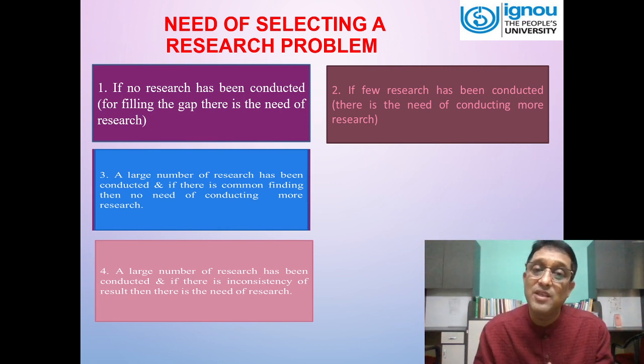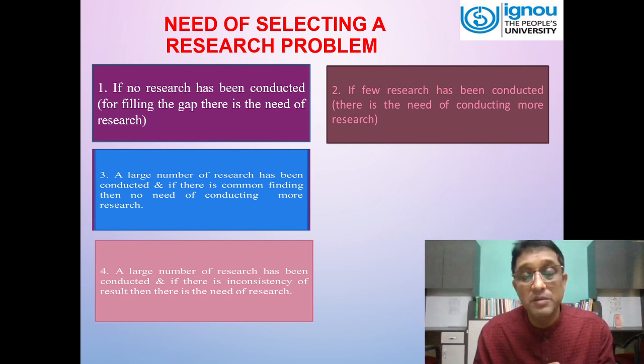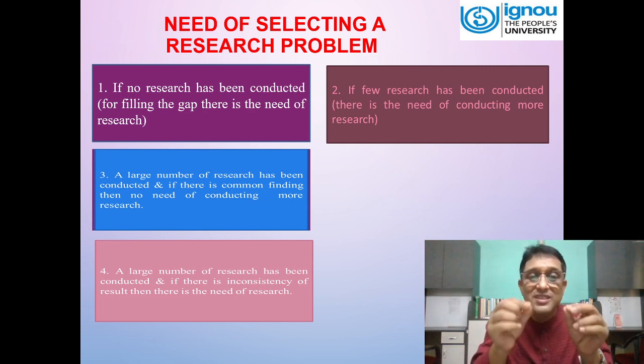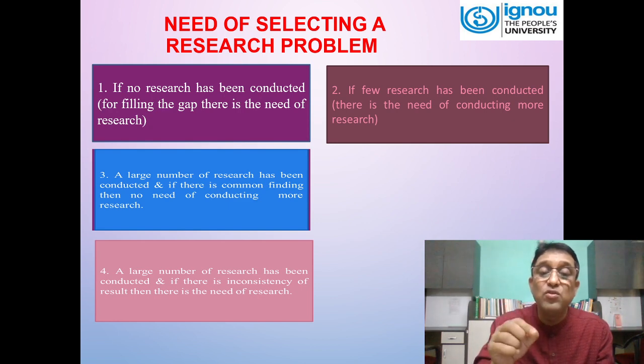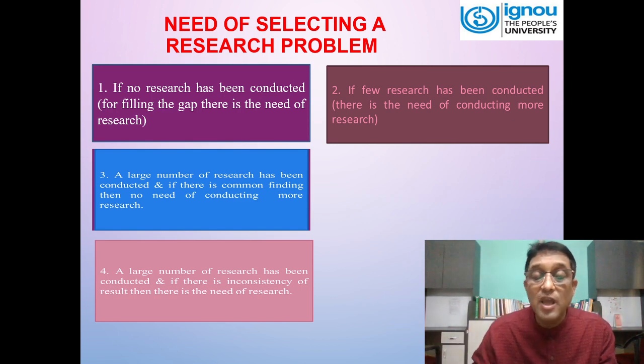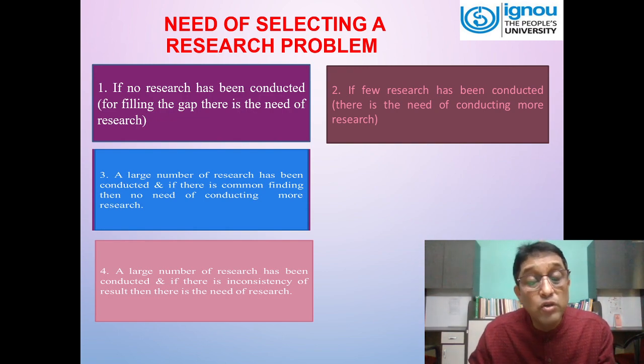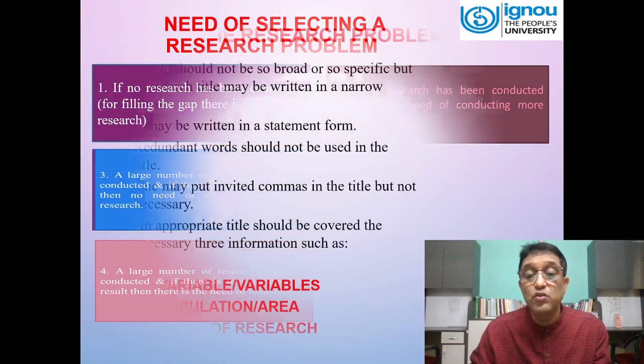Too many researches have been conducted, but still there is no unanimity, there are no similarities among the findings of the studies. So that's why there is the scope for conducting the study. So these are the needs of selecting a research problem, that is, where to conduct a study and what type of topic you are supposed to select and what type of topic you shouldn't select. So friends, let us go forward.